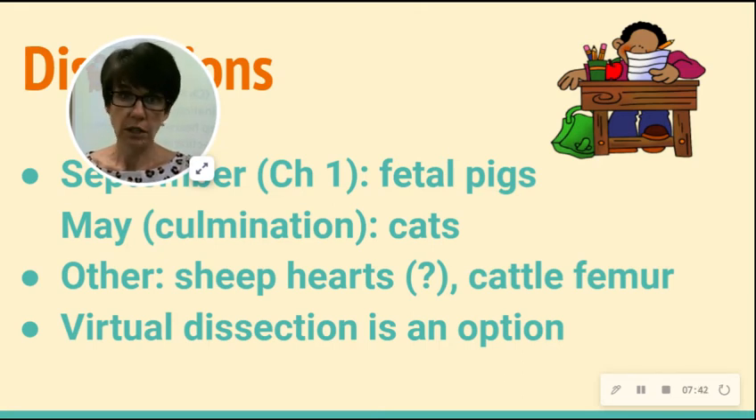The cat dissection we did virtually the previous year, when we were on COVID at the end of the school year. So that totally is an option. My other favorite one is to do the cattle femur. So we look at the inside structures of bones, and the femur of a cattle that I get from the butcher. So that's also really fun. I like that one.